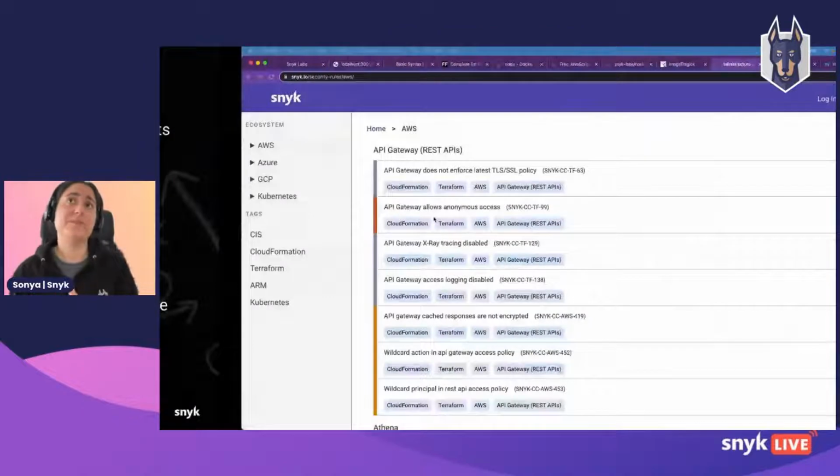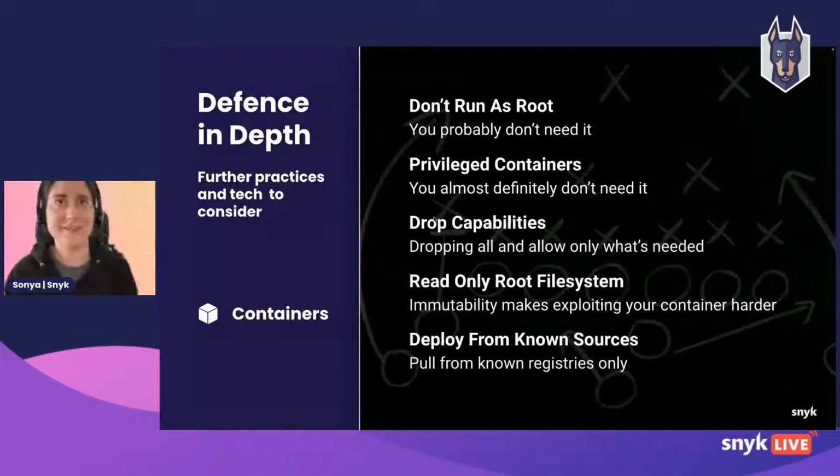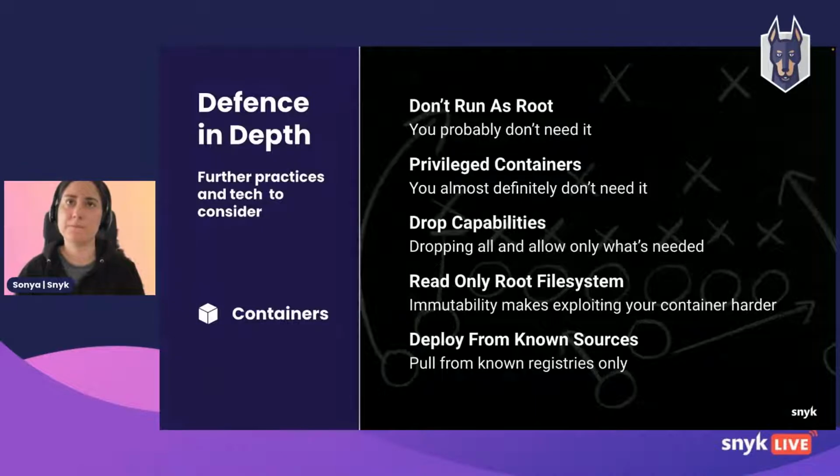For the containers layer, don't run as root. We've seen what happened with the image traffic. I was able to actually navigate on the folders, so a bit scary. Also, don't use privileged containers. Drop capabilities and only allow what's needed. You probably don't need SSH or curl on all of your application. Have read-only root file systems, and deploy from known sources, and also pull from known registries only.